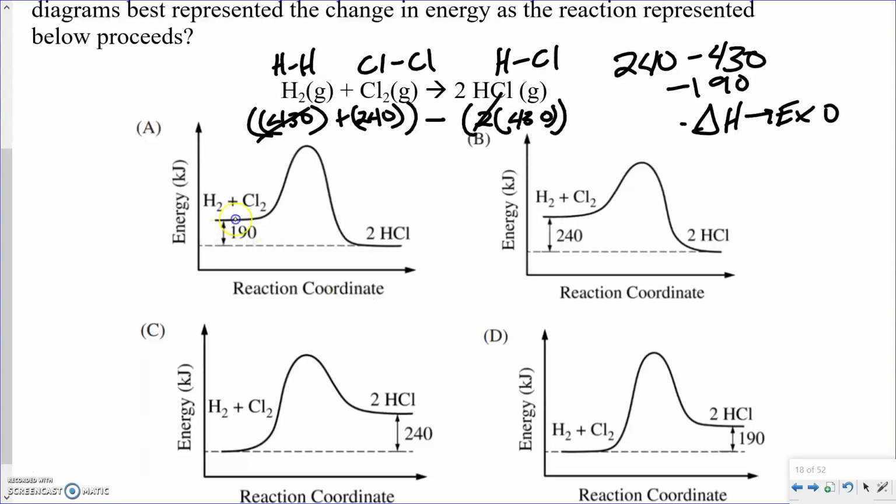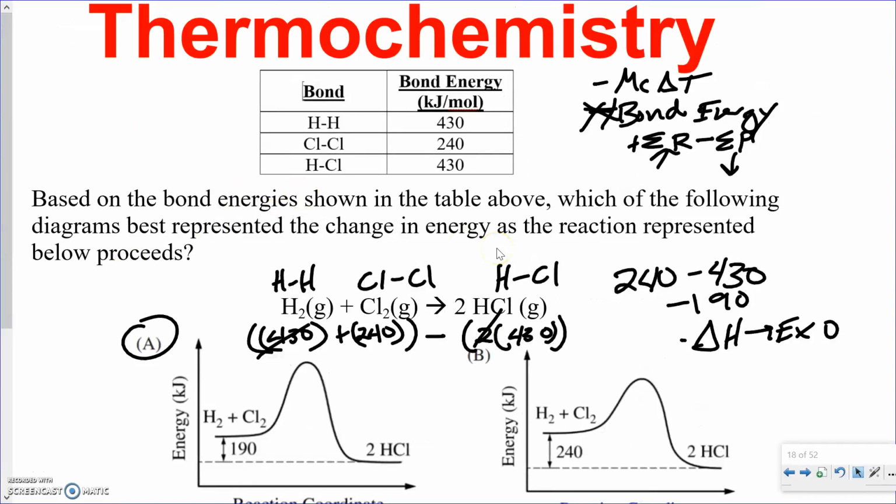So remember, exothermic is where the reactants start higher, products start lower. So we can get rid of C, and we can get rid of D, where the reactants start lower and products end higher. So we're looking at either A or B. Now the next thing is the amount of energy that's lost needs to equate back to the energy we just calculated. Well, is that 240 or 190? It's 190. So answer is A. Okay, so that takes care of bond energy and the types of calculations we can see with bond energy.